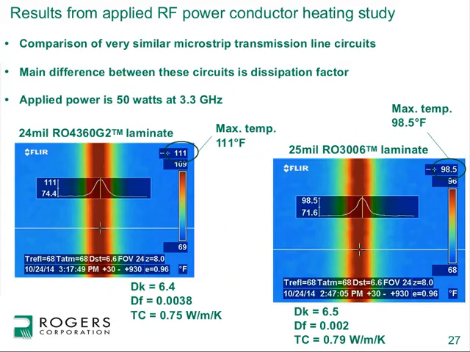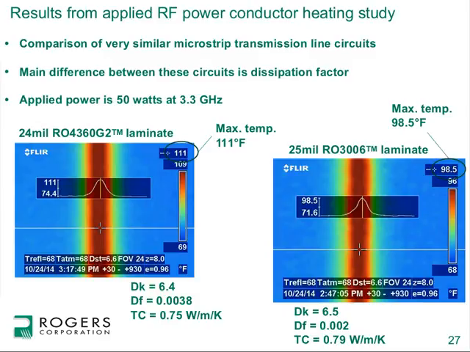Now, a good comparison here is of two materials that are very similar, about the same thickness, just about the same dielectric constant, and just about the same thermal conductivity. The only major difference is dissipation factor. The picture on the left is a microstrip transmission line on 24 mil 4360 G2, with 50 watts applied power at 3.3 gigahertz, and I'm showing the maximum temperature about 111 F.